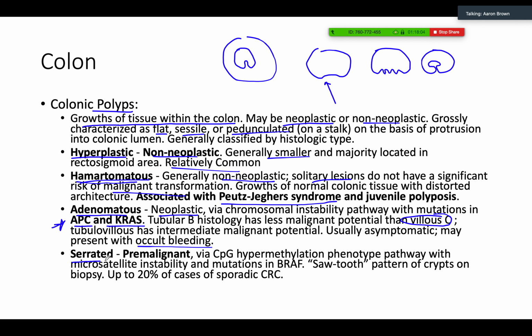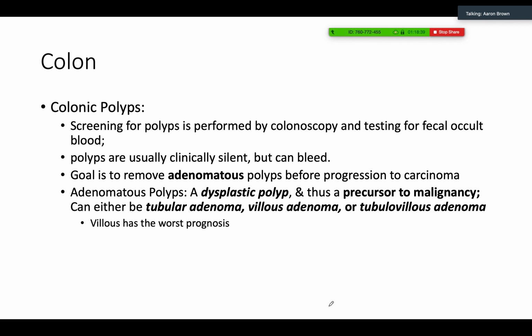And then last is the serrated type. And so this is sort of like our sessile type of polyp. These are pre-malignant and are associated with CpG hypermethylation mutations, microsatellite instability. You remember our MSH1 repair enzymes that repair microsatellites, CpG islands and things we talk about in biochemistry. This is the condition. Okay, up to about 20% of cases of sporadic colorectal cancer.